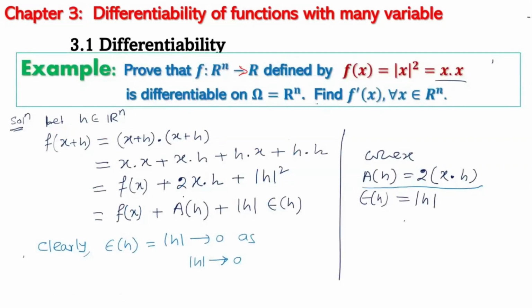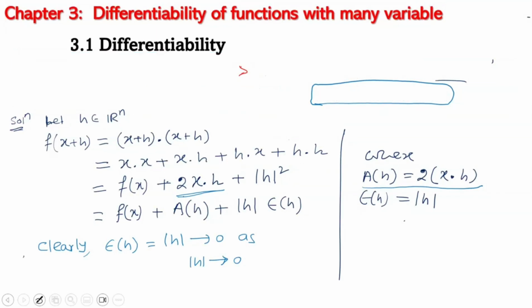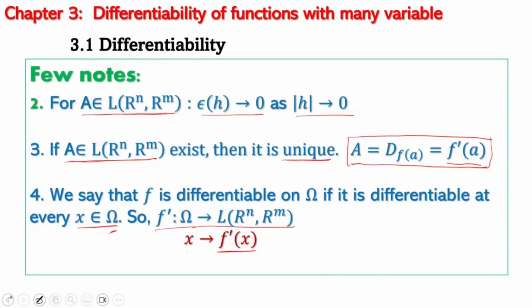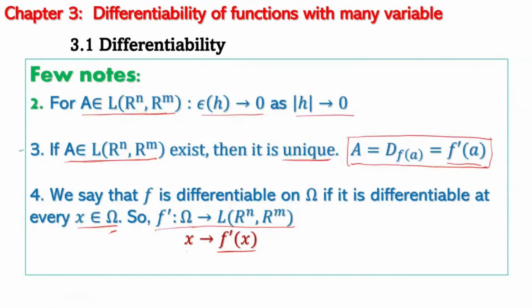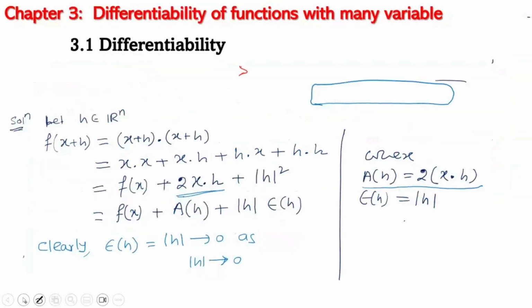Okay, now this question asks us to find f dash x. We will find this f dash x after some slides, but we'll note it here that it will be 2x dot h because of this remark. Because of this, we can say that f dash x (h) is equal to 2x dot h.